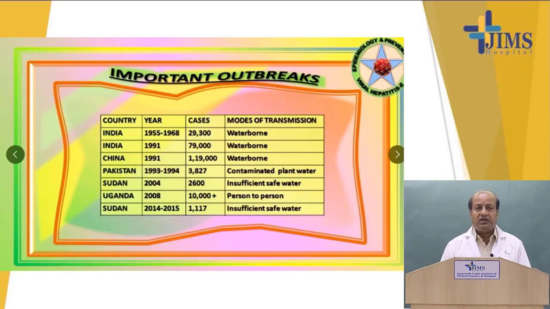China had an exhaustive epidemic in 1991, wherein 119,000 people were involved. Pakistan had one in 1993 and 1994. Sudan had two, 2004 and 2014-15, wherein the insufficient supply of safe drinking water was found to be the causative reason. Uganda had one epidemic in 2008.